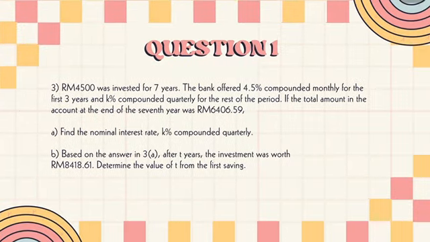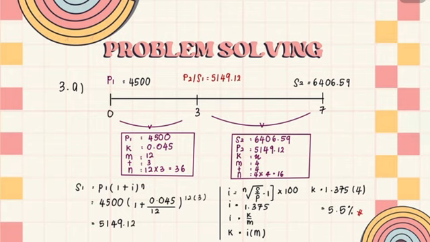Next, question 3. RM4,500 was invested for 7 years. The bank offered 4.5% compounded monthly for the first 3 years and K% compounded quarterly for the rest of the period. If the total amount in the account at the end of the 7 years was RM6,406.59, first, find the nominal interest K% compounded quarterly. Next, based on the answer in 3A, after 3 years, the investment was worth RM8,418.61. Determine the value of T from the first saving. This is the problem solving for question 3A.